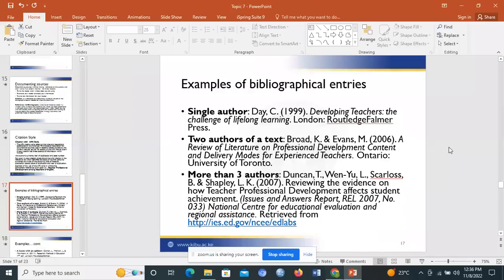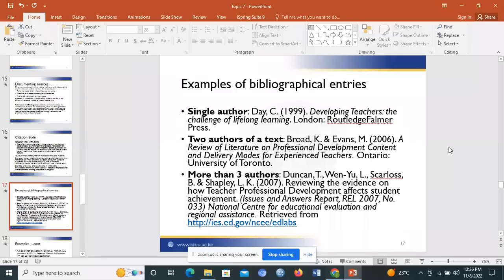So this is what I want you to note, that when we're doing the APA referencing, we begin with the surname of the author. Then we have a comma. Then initials of the author's names, we have a full stop. Then we have the year of publication in brackets, full stop. Then this is followed by the title of the material.